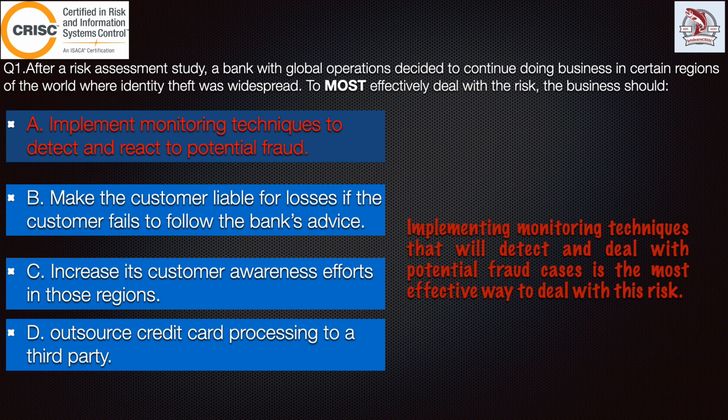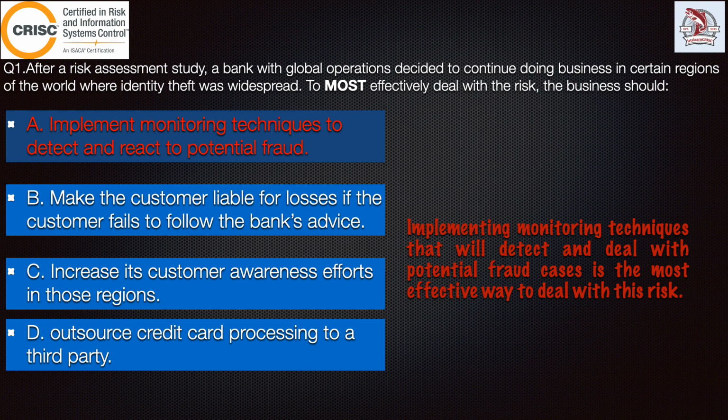Option B, which states that make the customer liable for the losses if the customer failed to follow the bank advice. Friends, while making the customer liable for the losses is a possible approach, the bank needs to be seen as proactive in managing its risk. Right? Similarly, moving on to option C, increase its customer awareness effort in those regions. Friends, this option is also incorrect because while customer awareness will help to mitigate the risk, it is not sufficient on its own to control fraud risk.